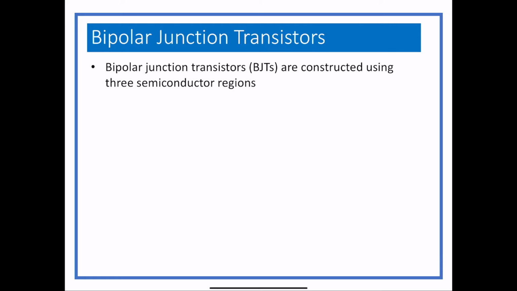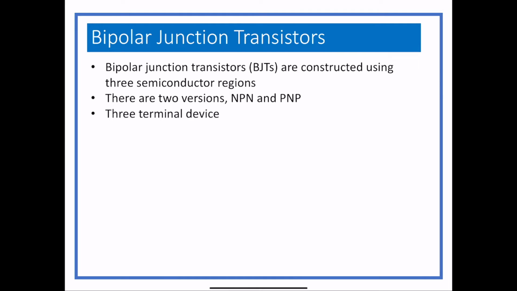The bipolar junction transistors are basically 3 semiconductor regions. You either have an N, a P, and an N, or a P, an N, and a P. So there are only 2 different kinds that you have to deal with. It is a 3-terminal device, just like a MOSFET. The collector is similar in location to the drain on the MOSFET. The base is similar in location to the gate, and the emitter is similar in location to the source.